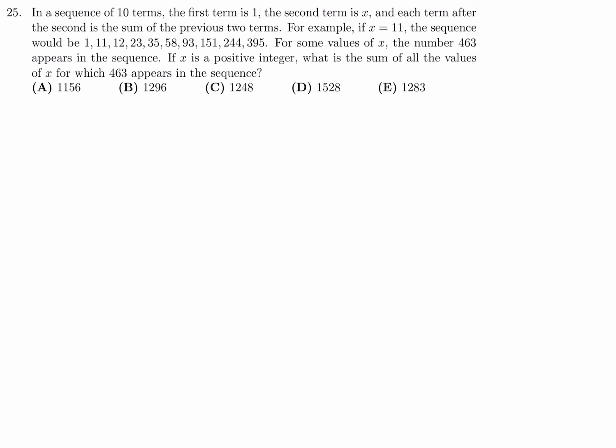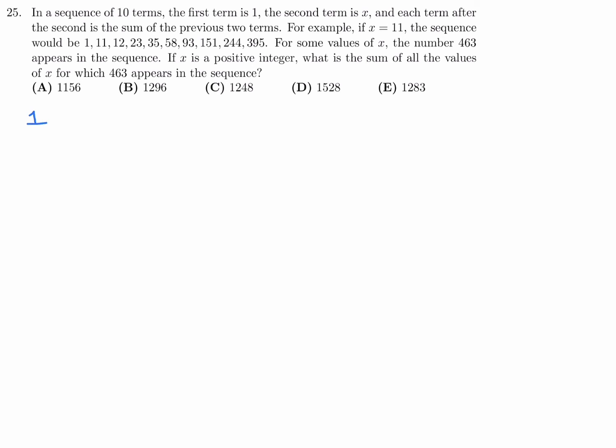In a sequence of 10 terms, the first term is 1, the second term is x, and each term after the second is the sum of the previous two terms. For example, if x is 11, the sequence would be 1, 11, 12, 23, 35, 58, 93, 151, 244, 395. For some values of x, the number 463 appears in the sequence. If x is a positive integer, what is the sum of all the values of x for which 463 appears in the sequence?